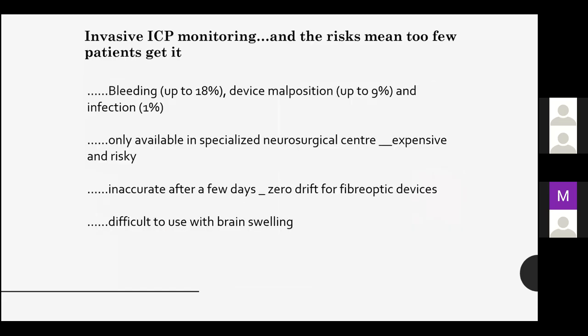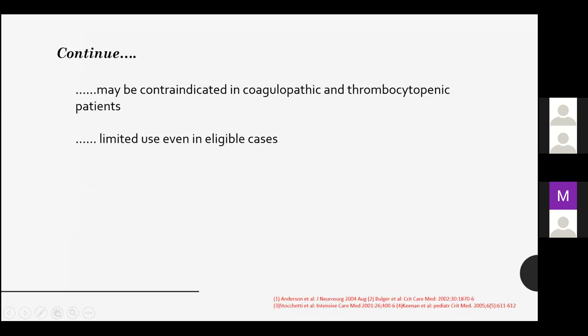So invasive monitoring is good, but there are many risks, and not every patient would get it. The risks are bleeding up to 18%, device malposition very frequently up to 9%, and in untrained hands this figure goes up, and infection 1%. These gadgets are only available in specialized neurosurgical centers. They are expensive. One fiber optic ICP probe costs more than 1 lakh. It becomes inaccurate and difficult to use with brain swelling, is contraindicated in coagulopathic or thrombocytopenic patients, and has limited use even in eligible cases because of unavailability of expertise.